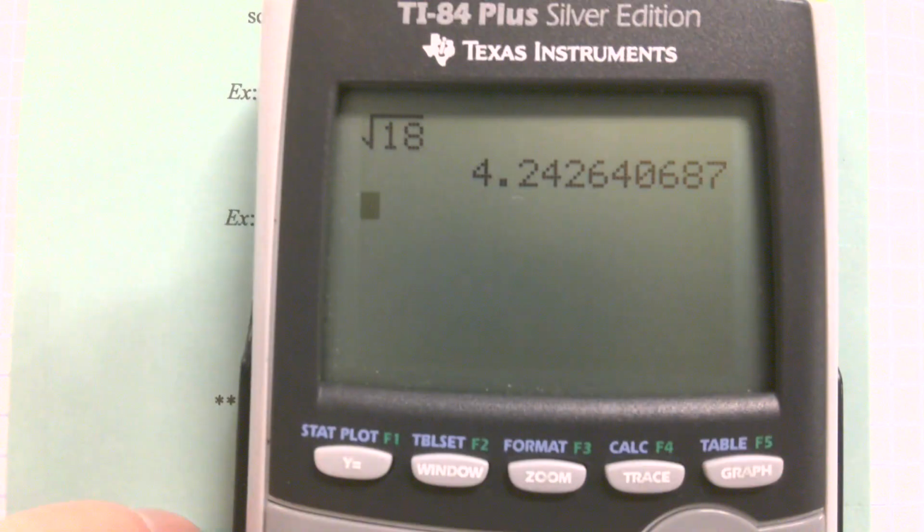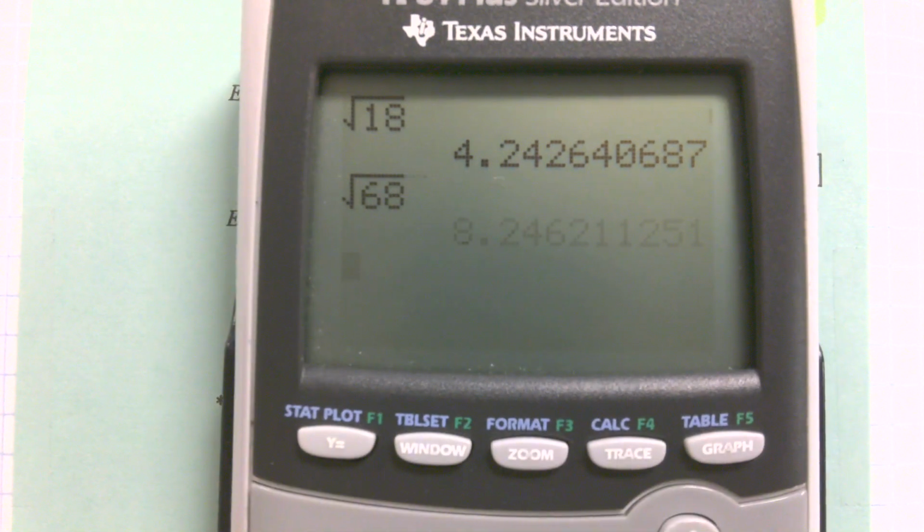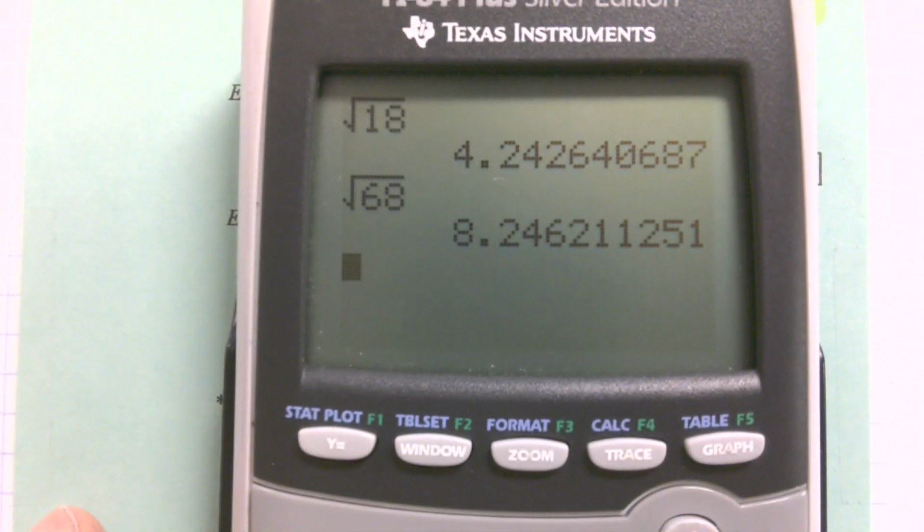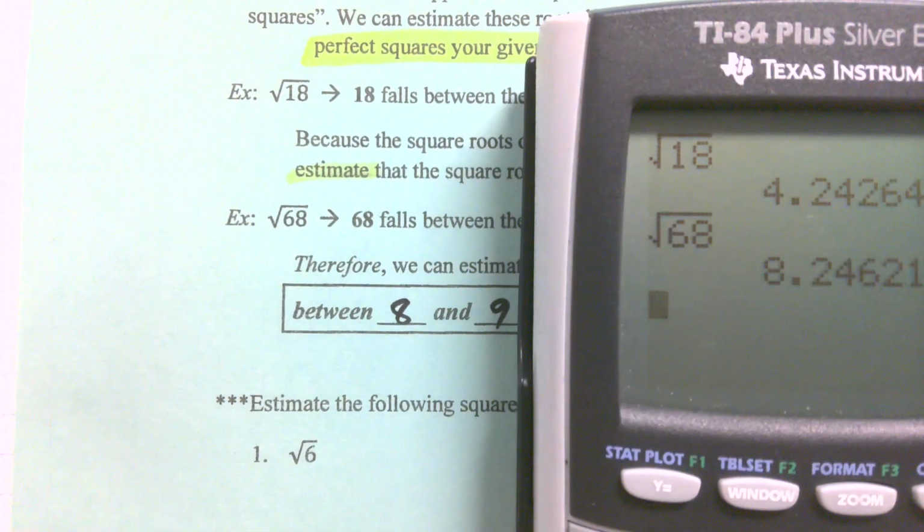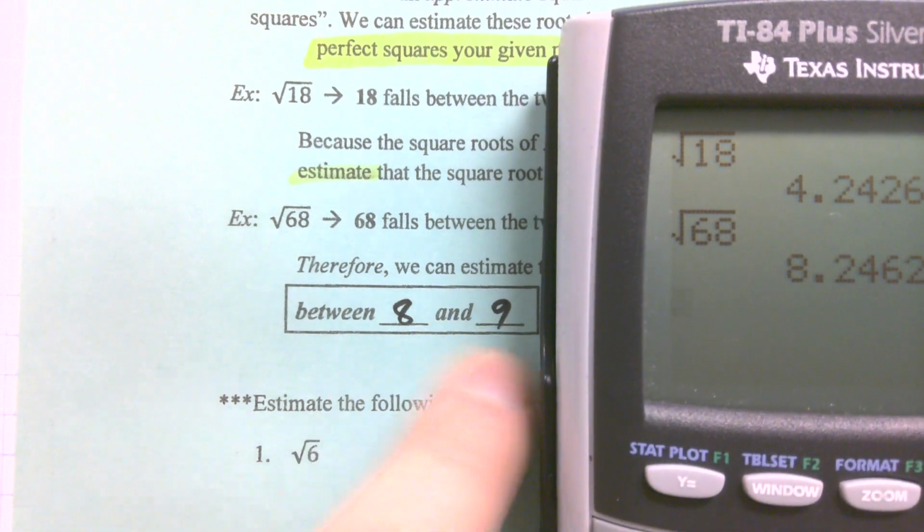Let's double check. Square root of 68 is 8.24. Is 8.24 between 8 and 9? Yes, it is.